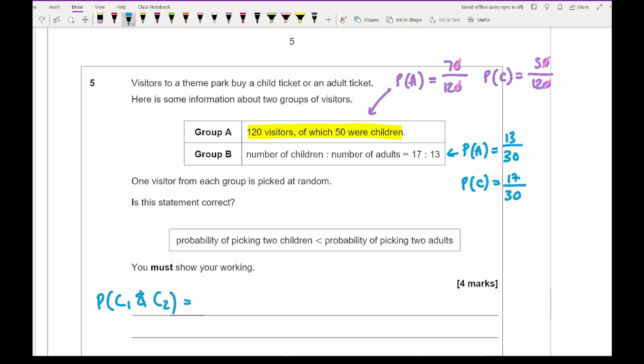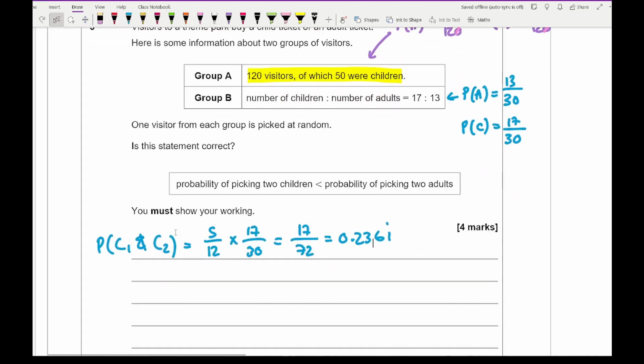So the probability of selecting a child in Group A is 5 over 12, and the probability of selecting a child from Group B is going to be 17 over 30. Now if I type that into my calculator, I get an answer of 17 over 72, which as a decimal is 0.2361 recurring.